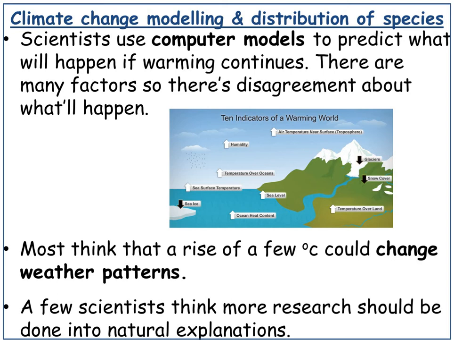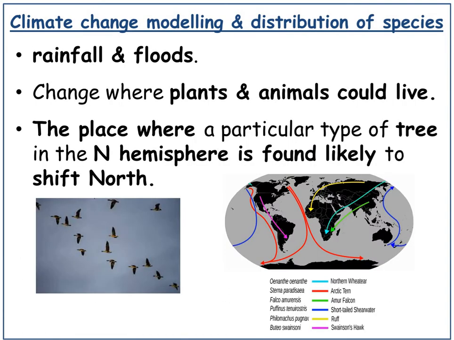Climate change, modelling and distribution of species. Scientists use computer models to predict what will happen if warming continues. There are many factors, so there's disagreement about what will actually happen. Most people think that a rise of a few degrees C could change weather patterns. A few scientists think more research should be done into natural explanations.